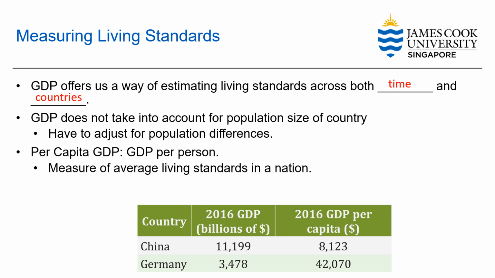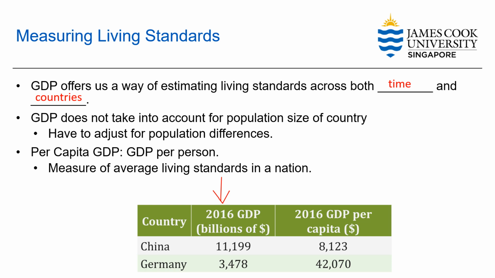For example, if we look into the GDP in 2016 for China and Germany, in the following table, in the second column, we could see China has a higher GDP in that year than Germany when we don't consider the population. However, we know that China has a much larger population than Germany, which is why we have to make adjustments by incorporating the population size of the country when we compare these two countries' living standard.